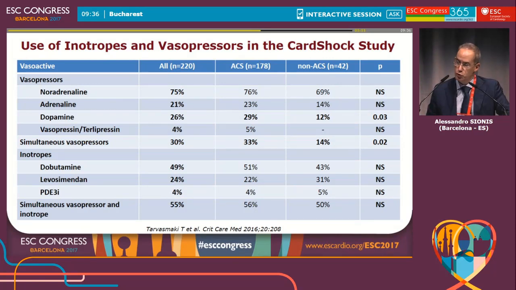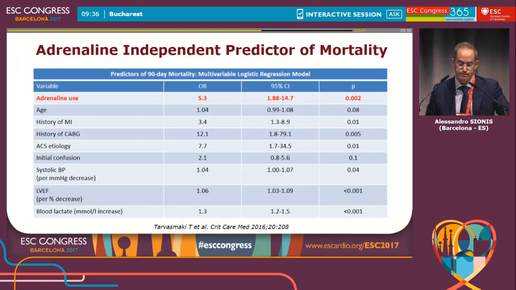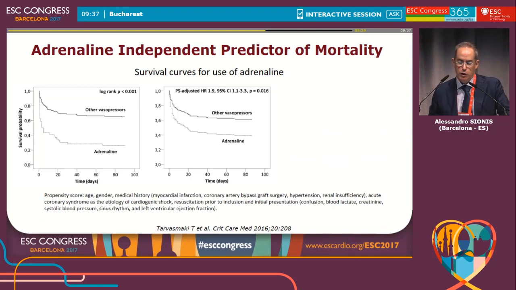So we are using a lot of these drugs. Another interesting data from this paper is that the use of adrenaline here was associated with a great increase in mortality. And what I'm showing you here is the Kaplan-Meier survival probability curves for patients that received adrenaline, that is down here, and other vasopressors.